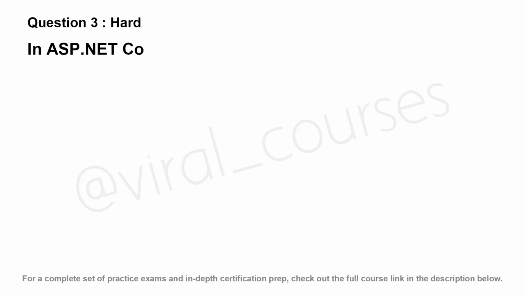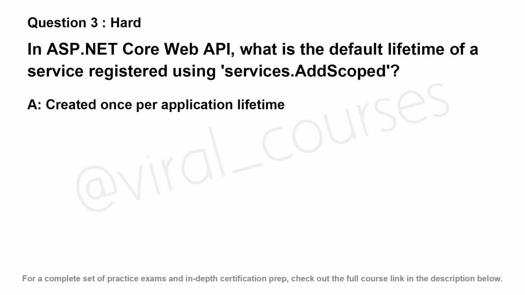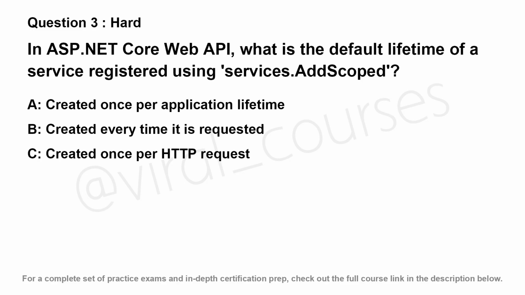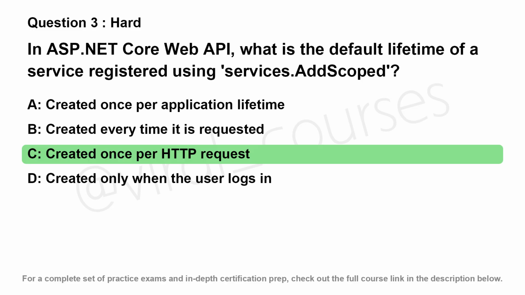In ASP.NET Core Web API, what is the default lifetime of a service registered using services.AddScoped? Option A, created once per application lifetime. Option B, created every time it is requested. Option C, created once per HTTP request. Option D, created only when the user logs in. The correct answer is C.